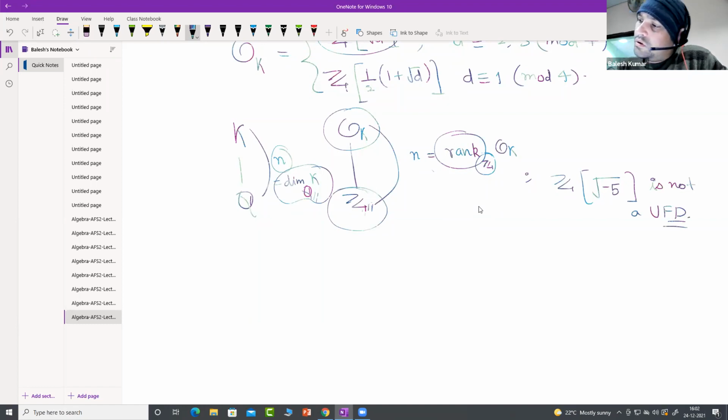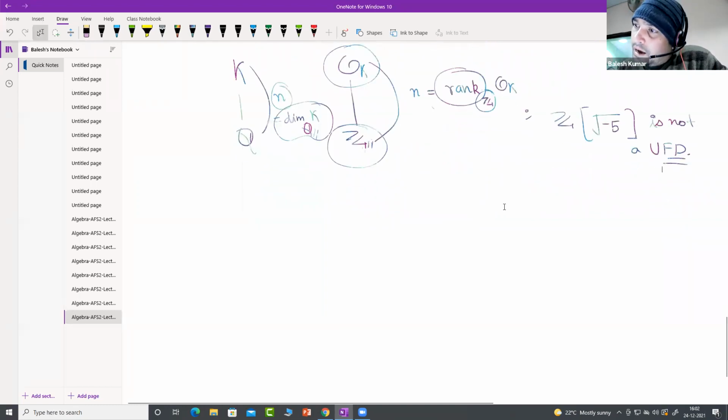So therefore, this O_K may not have nice properties element-wise. But what I would like to say is that in fact O_K enjoys a very nice property at the ideal level, and that is known as: O_K is a Dedekind domain.